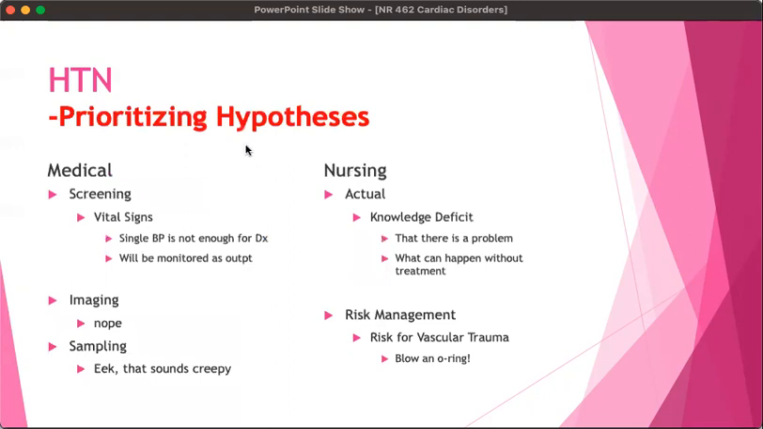For prioritizing hypotheses, on the medical side, we're looking to diagnose patients. Not we, but the physicians are looking to diagnose patients with a problem. The easiest way this is done is through screening. We do blood pressure screenings. As nurses, we do the blood pressure screenings.